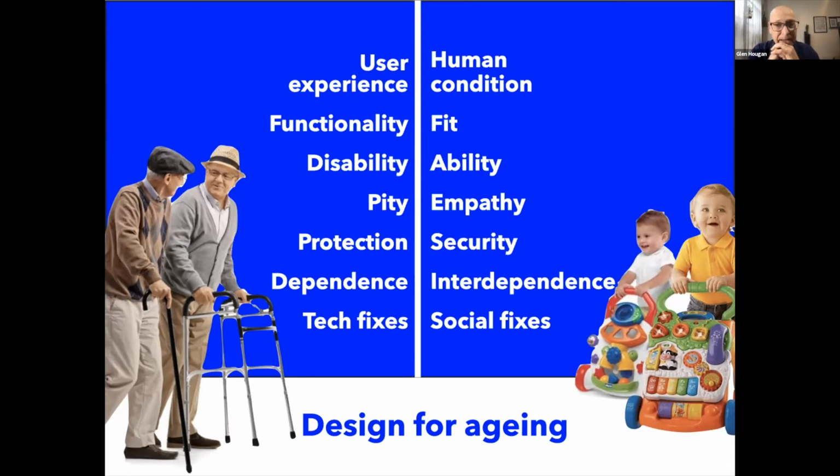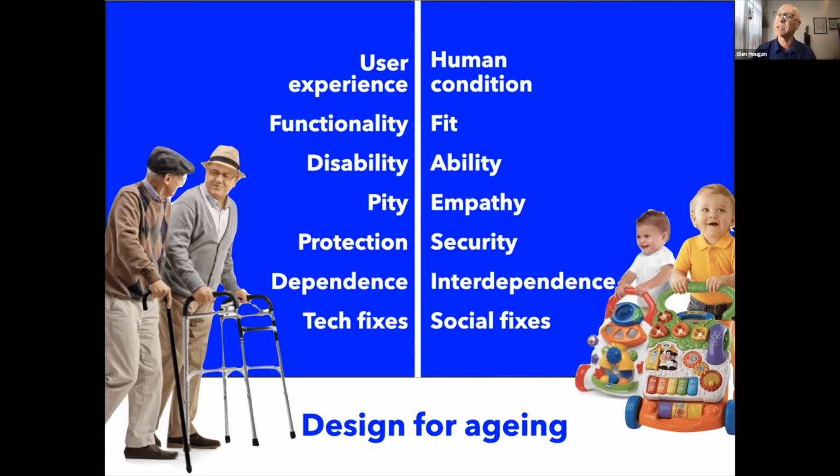I will say that when we look at this segment, there's a lot of the idea of pity. It's not empathy. We have to understand the difference between pity and empathy, and pity is not a good place to start from. With one, there's protection, and with the other we want to offer security. One is dependence, sometimes dependence on our healthcare system, and the other is a little bit of interdependence. One is, oh, we're going to have some tech fixes that can help them, a better wheelchair and things like that.